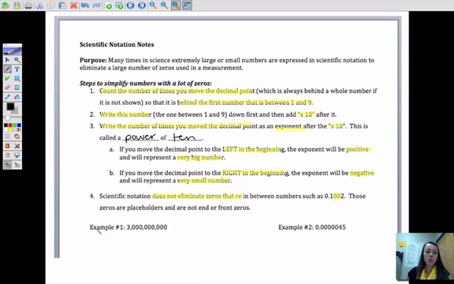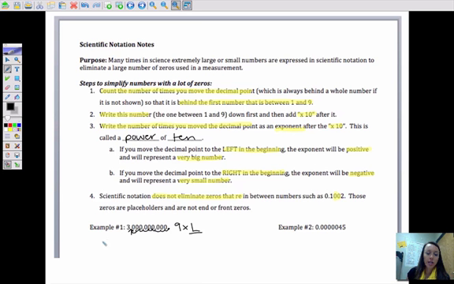So our first step was we're going to count the number of times we're going to move the decimal point. Now, I don't see a decimal point here, but I know it's always behind the whole number, so we're going to add it in. And I need it to go here, because that's going to be the first number where it's going to be between 1 and 9. So I'm going to move the decimal place 1, 2, 3, 4, 5, 6, 7, 8, 9 times. So I moved it 9 times to the left. So because I moved it 9 times to the left, my exponent is going to be positive.